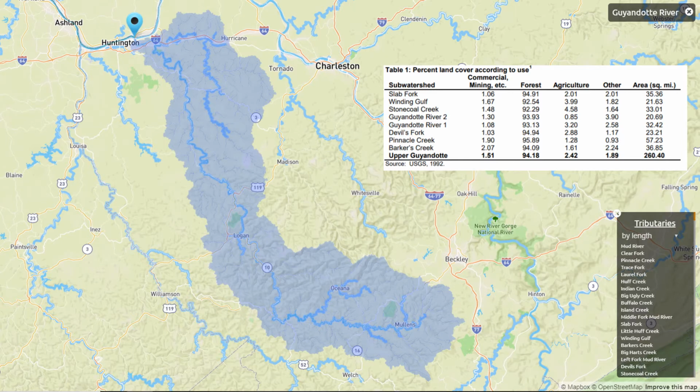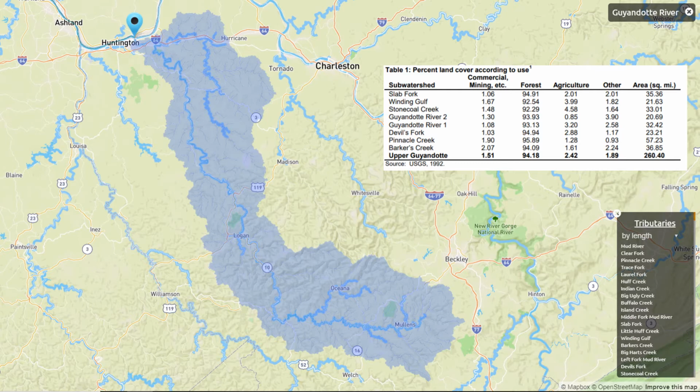This slide here shows a map of the Guyandotte River in general. I'm specifically looking at the Upper Guyandotte in the lower middle of the screen. We see at the top where we have the marker where the Guyandotte River runs into the Ohio River at Huntington, West Virginia. On the right hand side, we have the percent land cover according to use, with the Upper Guyandotte on the bottom mostly being covered in forest with 94.18%. We have 2.42% in agriculture, and then the remaining percent being commercial, mining, and other.